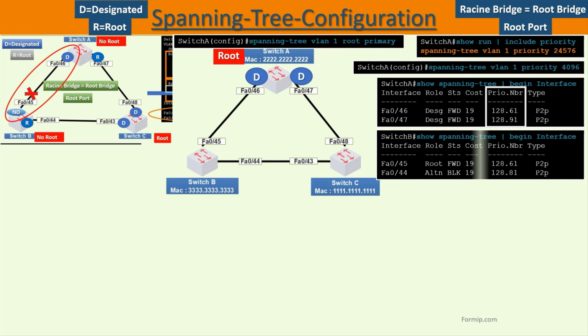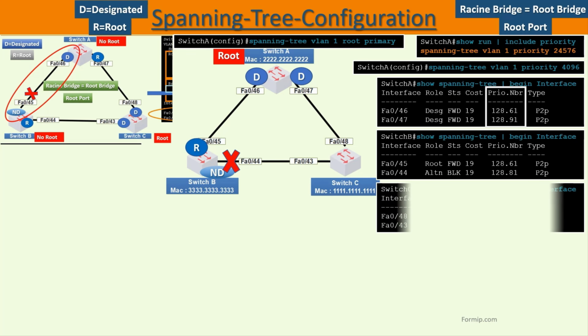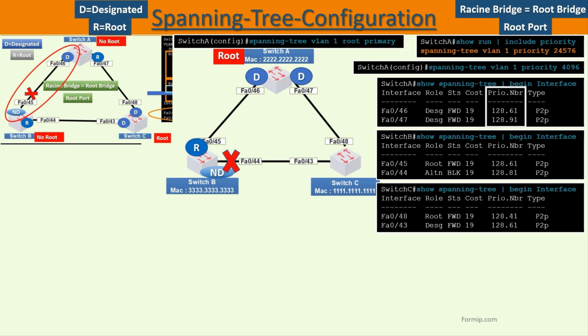If we look now at switch B, the port FastEthernet 45 leads to the root bridge. It will therefore be marked as root port, and port 44 is seen as not designated and ends up in a blocked state. All we have to do is look at switch C. Port 48 is marked root port, and 43 is a designated port. Those are all the states of this topology. Let's play around with the spanning tree.